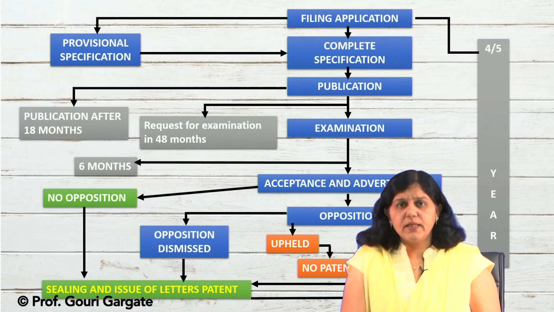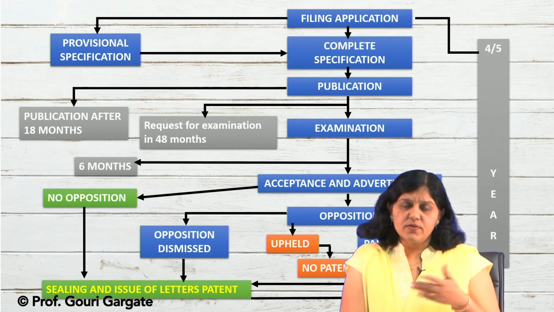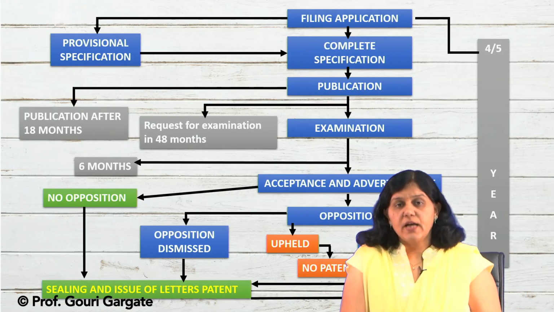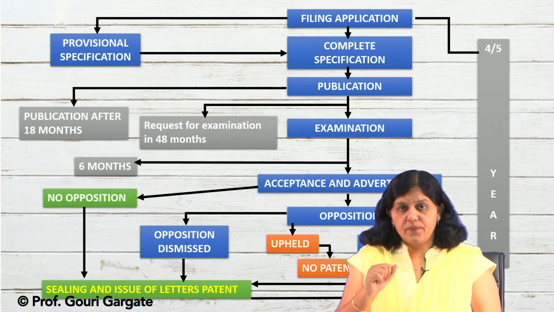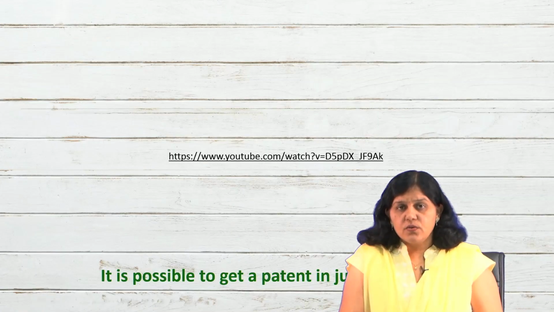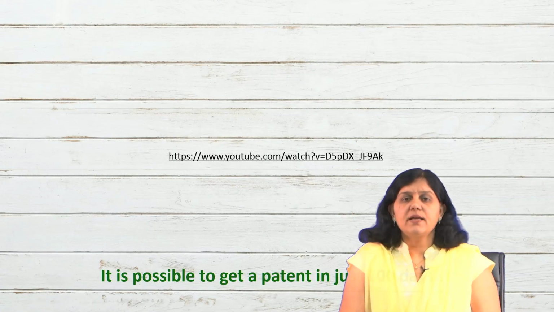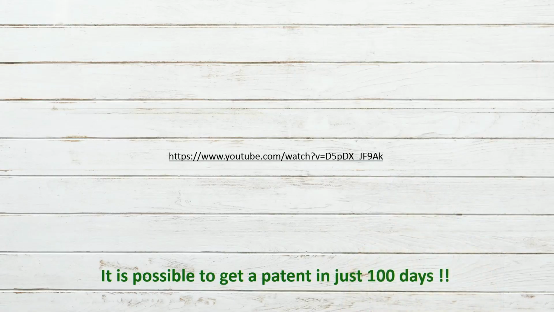So, just see the timeline: provisional or complete, then publication, examination, first examination report, then grant of a patent, then opposition, pre-grant and post-grant opposition. Okay. So, this is the total cycle of patent prosecution. Okay. Now, here we will see a video, one interesting video.